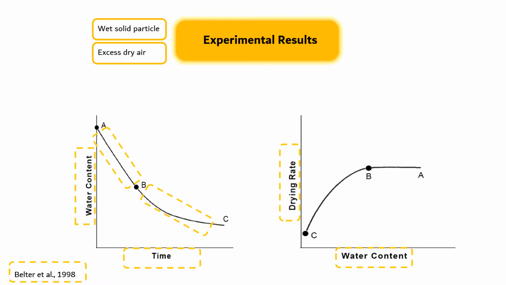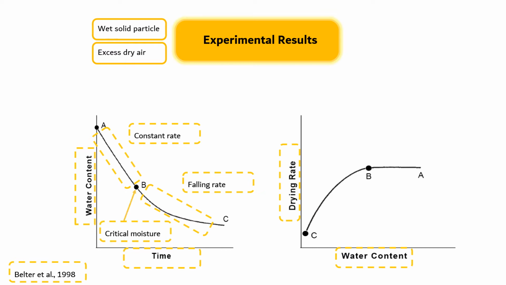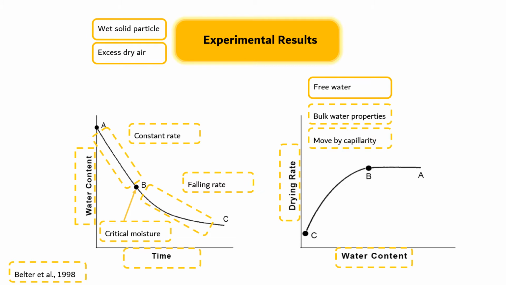The initial linear region is called the constant rate period, and the later low moisture zone is called the falling rate period. The water concentration where these two periods meet is called the critical moisture content. Free water in the solid has the properties of pure bulk water and can move by capillarity within the solid. When the air has constant properties, the free water evaporates at a constant rate, just as pure bulk water does. When this free water is exhausted, the bound water will begin to evaporate.